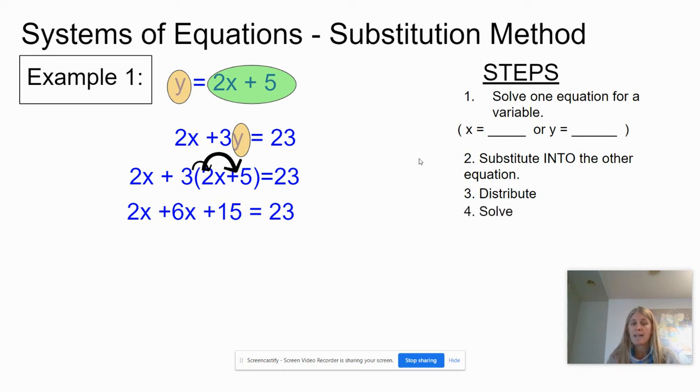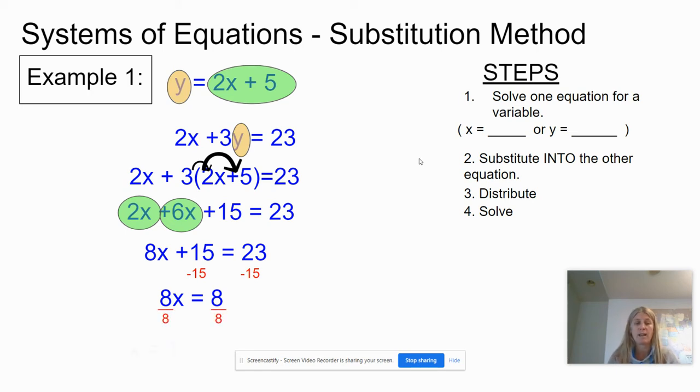Now we're going to go ahead and solve for our variable. In this case, it's x. Sometimes it'll be y. We're going to combine like terms on the left. 2x plus 6x is 8x. So we have 8x plus 15 equals 23. We're going to finish solving for x by subtracting 15 from both sides. 8x is equal to 8. We're going to isolate x by doing the opposite of multiplying by 8, which is dividing both sides by 8. So x is equal to 1.